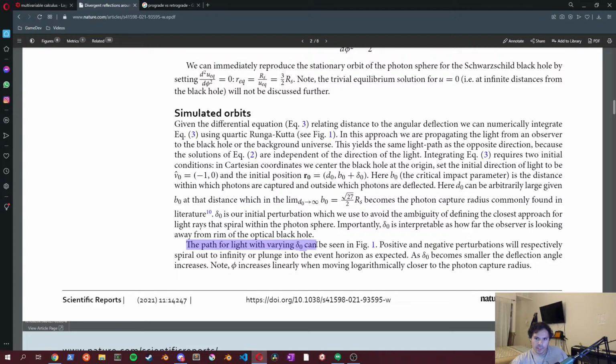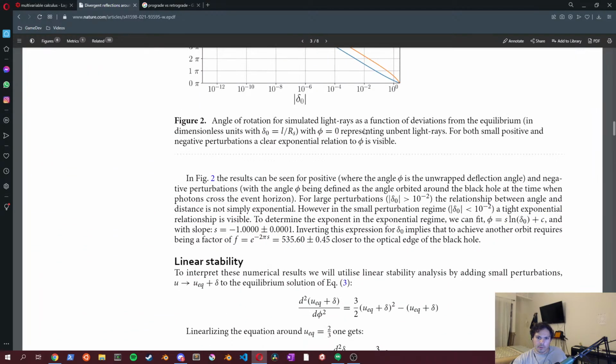The path of light with varying D0 can be seen in figure 1. Positive and negative perturbations, respectively, spiral out into infinity or plunge into the event horizon as expected. As D0 becomes smaller, the deflection angle increases. Note that phi increases linearly when moving logarithmically closer to the photon capture radius. In figure 2, the results can be seen for positive perturbations, where the angle phi is the unwrapped deflection angle, and negative perturbations, with phi being defined as the angle orbited around the black hole at the time when the photon crosses the event horizon.